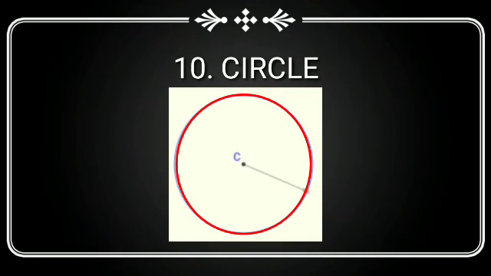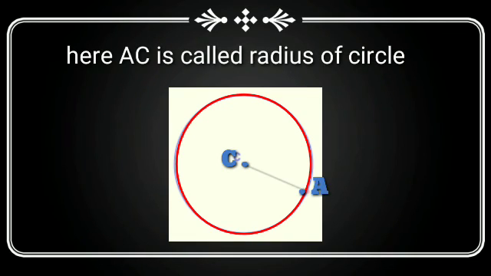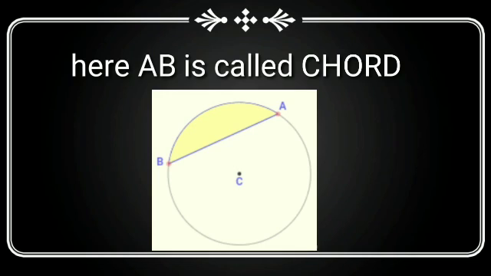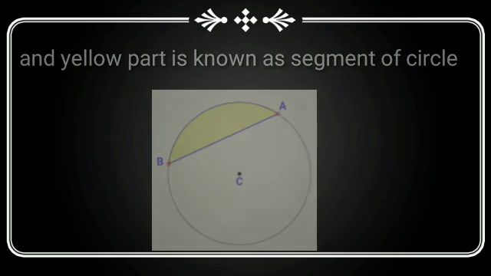Here the shape of the circle is given, and you can look here, C is a point and C is called the center of the circle. And here if we take a point on its circumference, so CA is called the radius of the circle. In this figure, the side AB, that means a line joining the 2 points of the circle, is known as the chord of the circle. AB is a chord. And here the yellow part is known as a segment of a circle.